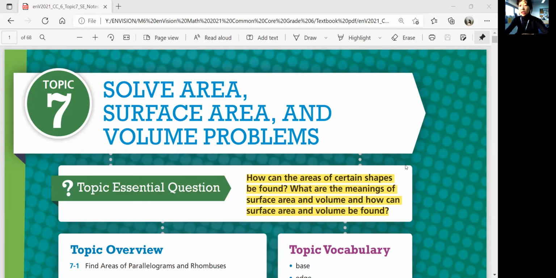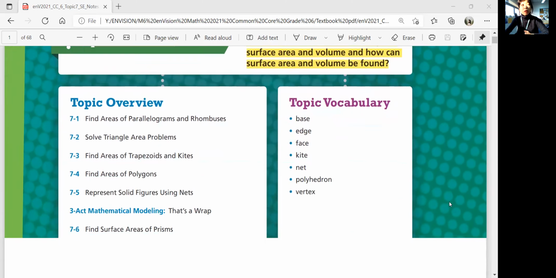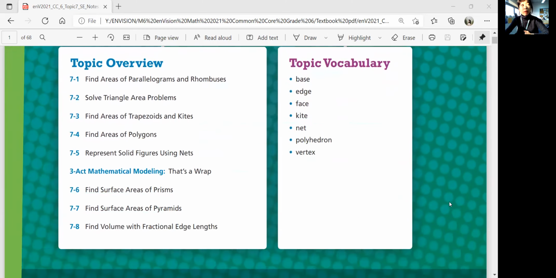So the topic essential question is, how can the areas of certain shapes be found? What are the meanings of surface area and volume? And how can the surface area and volume be found? Have you ever thought about what that meant, really? So we're going to explore the concept of surface areas and volumes.